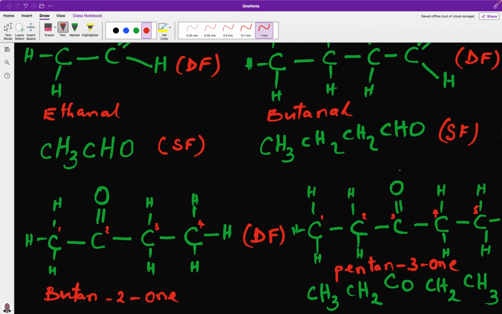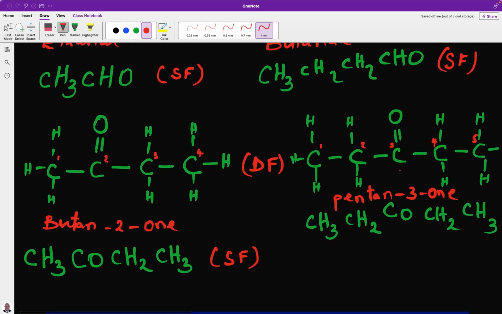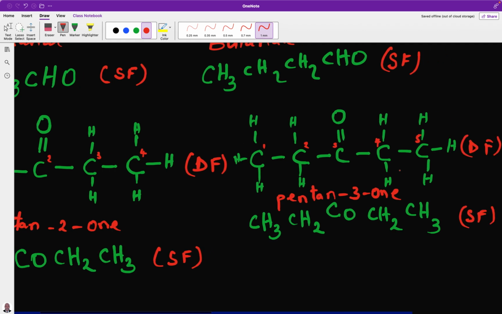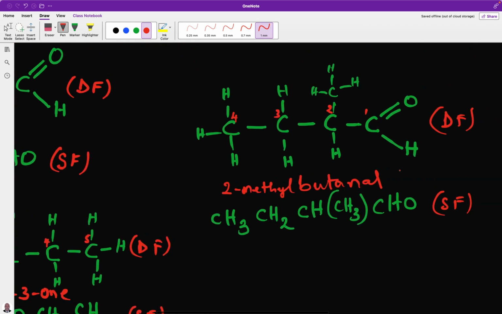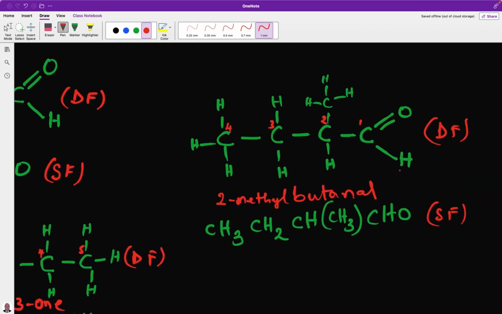We went again to ketones. The first one is butan-2-one. You have the structural formula and the displayed formula. Then pentan-3-one. You have the displayed formula and the structural formula. So now we went last. The last one was 2-methyl butanol. You have the structural formula and the displayed formula.